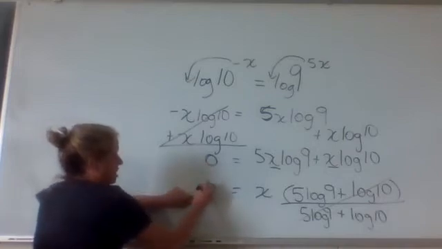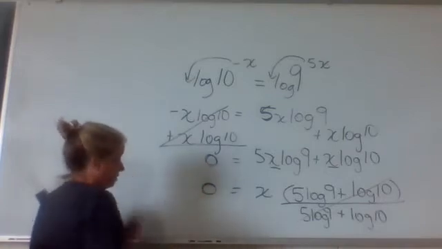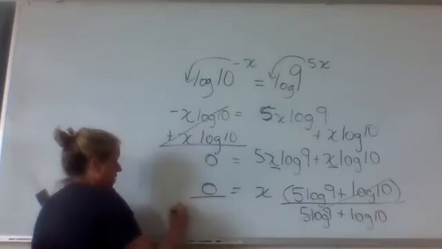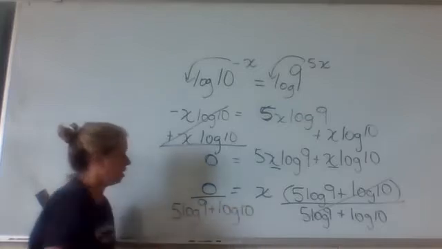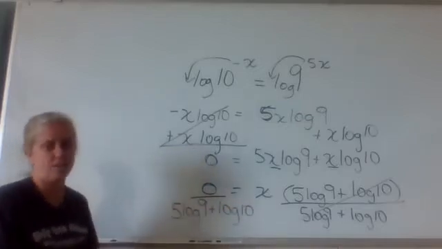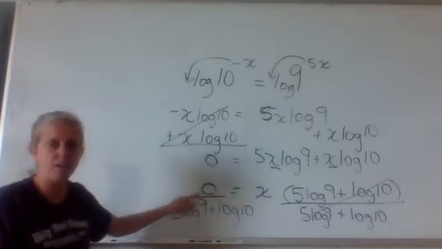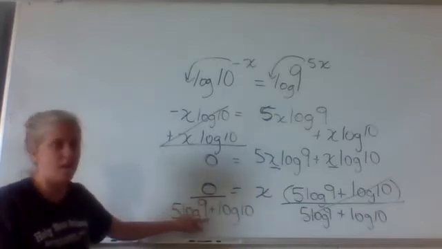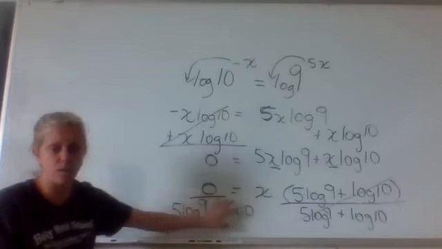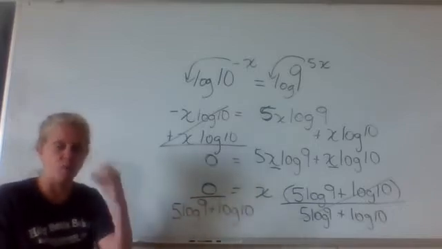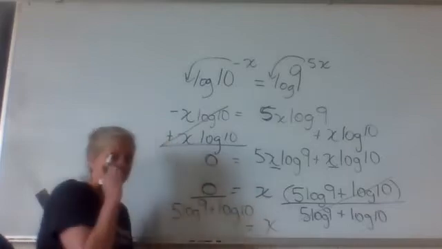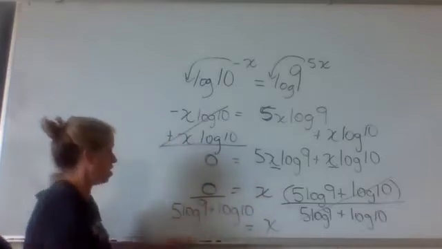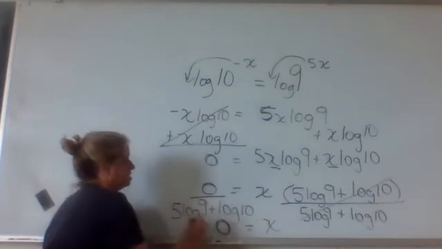Remember, all I have is a 0 on the left side. So when I divide by 5 log 9 plus log 10, I really don't even need to put this in my calculator. Look at your numerator. 0 over anything is always 0, it doesn't matter what this is. So on the right, there's your x all by itself. 0 over anything is 0.